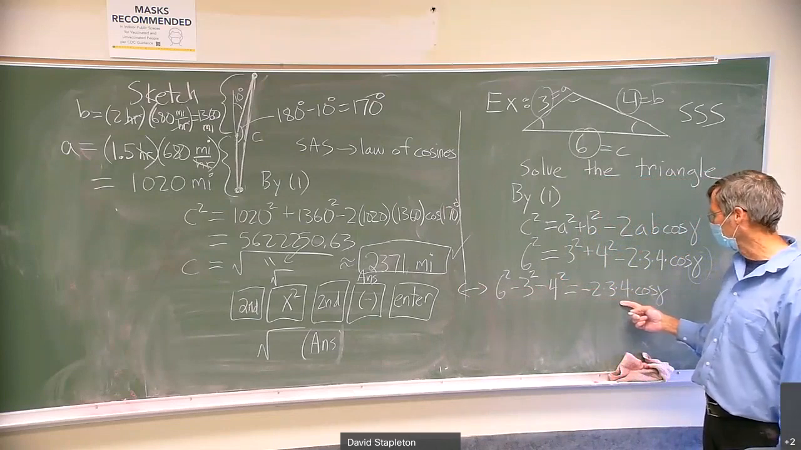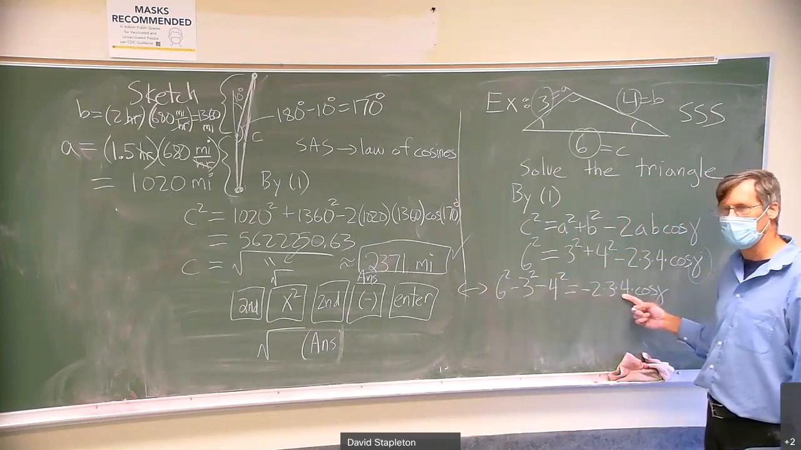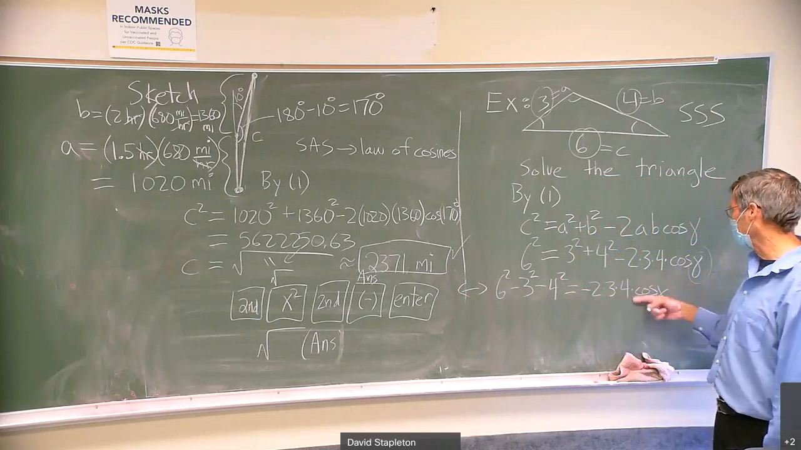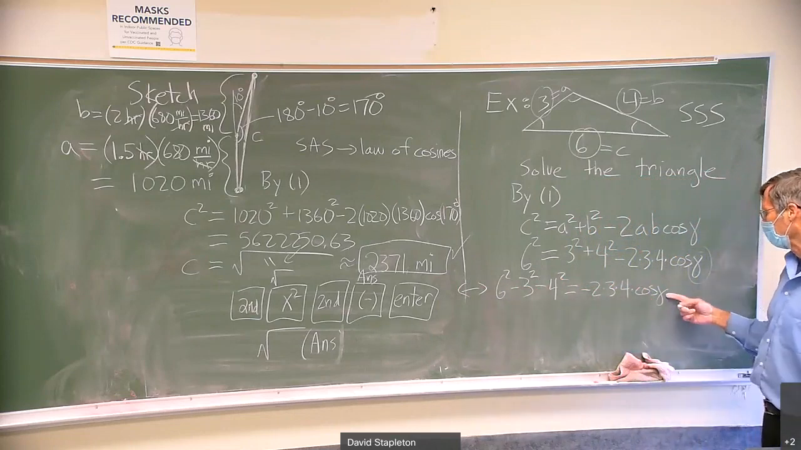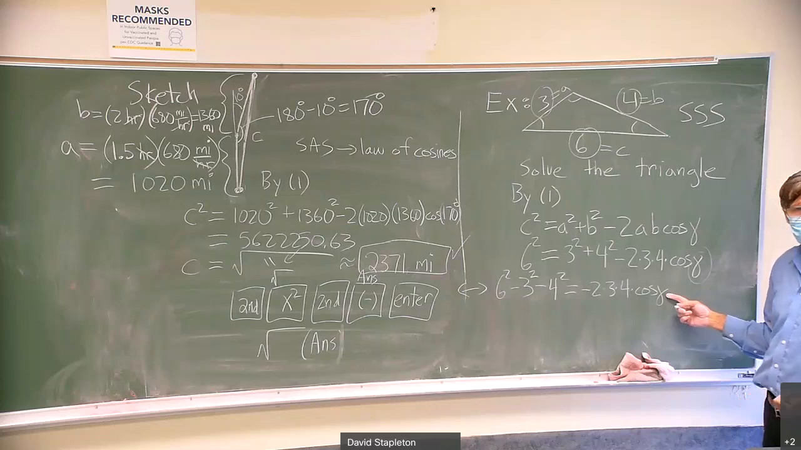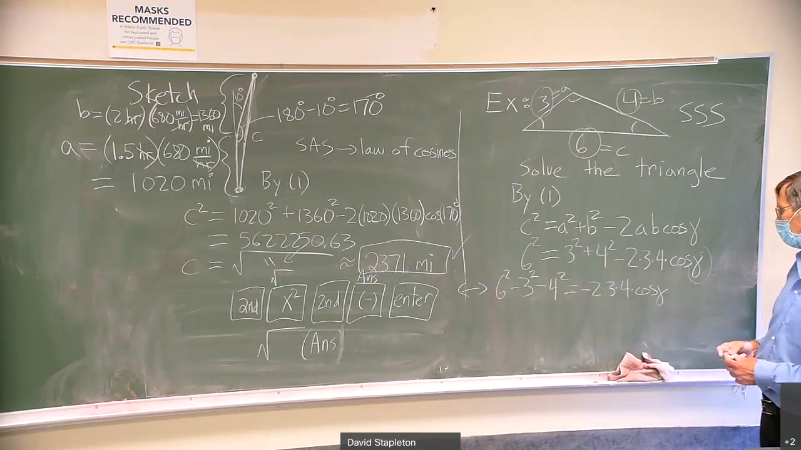How can this be equal to a negative? Yeah, the cosine is negative. When is the cosine negative? Anybody remember that? That's a tricky question. When is the cosine of a triangle angle negative, and when is it positive?